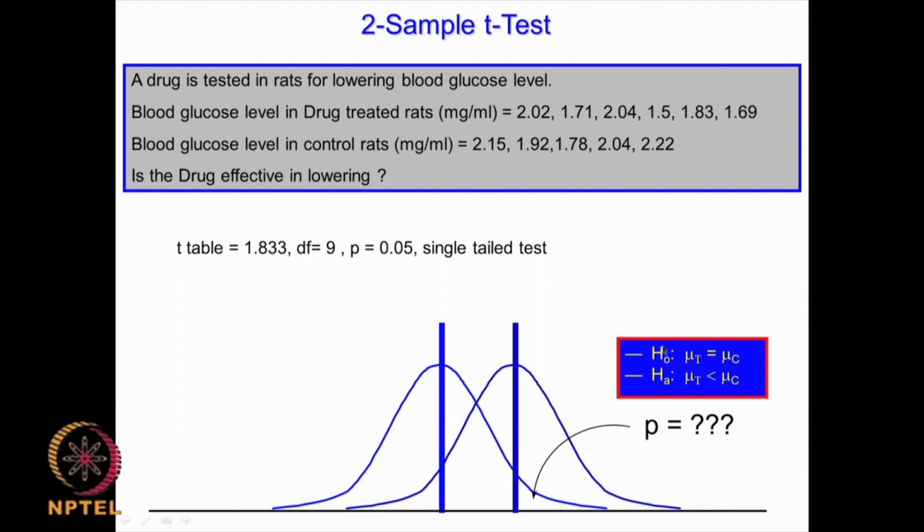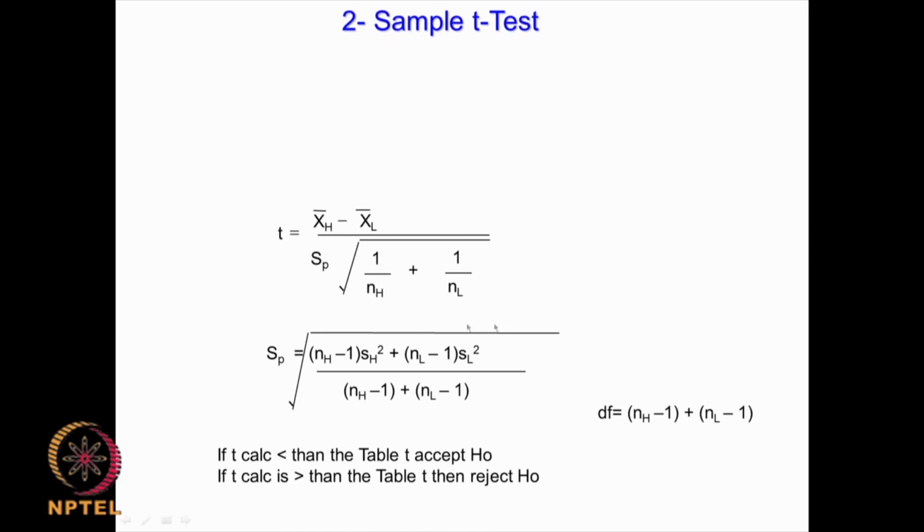So, the null hypothesis will be mu t is equal to mu c. That means test and control: drug treated we call it test, c means control, whereas the alternate could be mu t less than mu c. Okay. So, this is the equation by which these things are calculated.